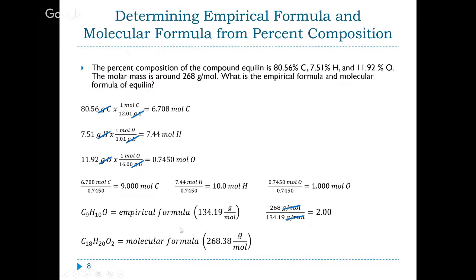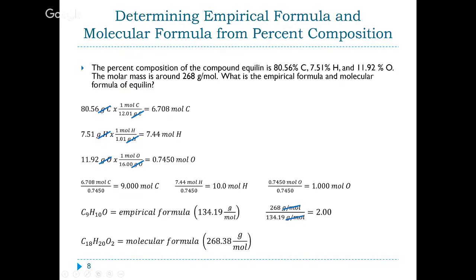I look at my periodic table to figure out what my molar masses are, and I divide by the molar mass. So grams of carbon divided by 12.01, that's the molar mass, gives me 6.708 moles of carbon. The molar mass of hydrogen is 1.01. So I divide 7.51 by 1.01. That gives me 7.44 moles of hydrogen. And we pay attention to our sig figs. We have 11.92 grams of oxygen divided by the molar mass of oxygen, which is 16.00. That gives us 0.7450 moles of oxygen. So I found my moles of my individual elements.